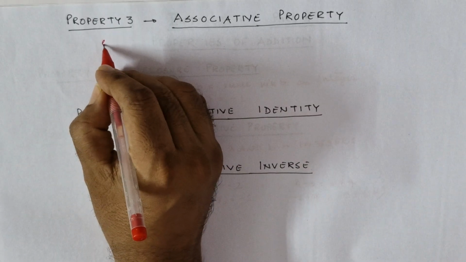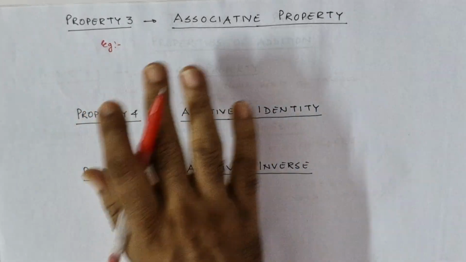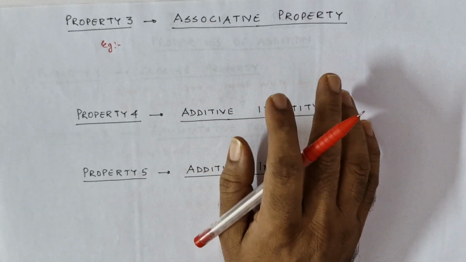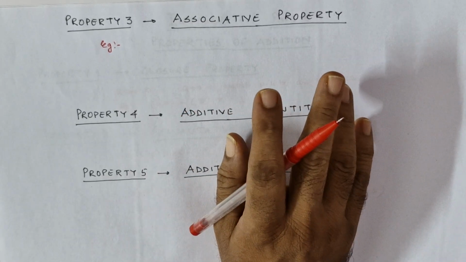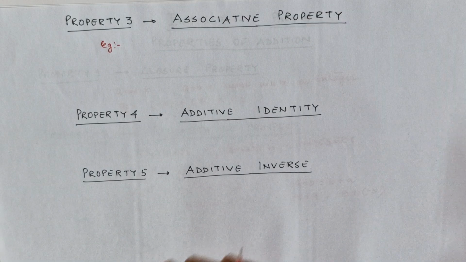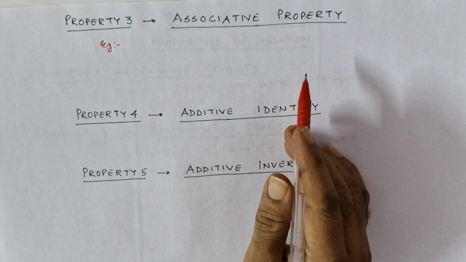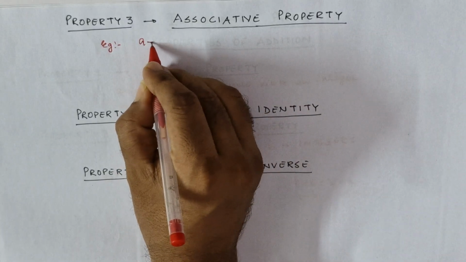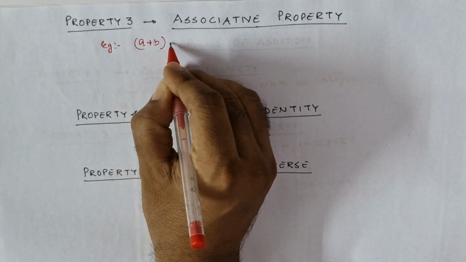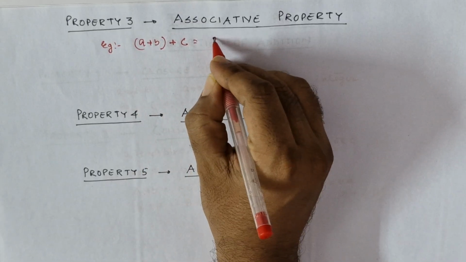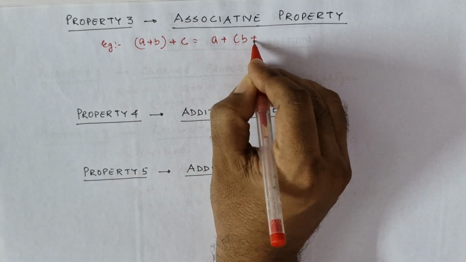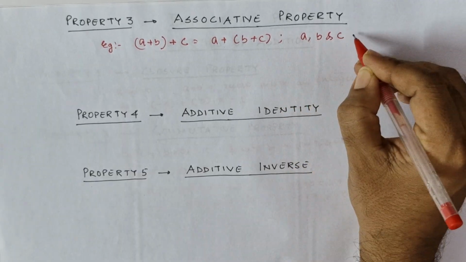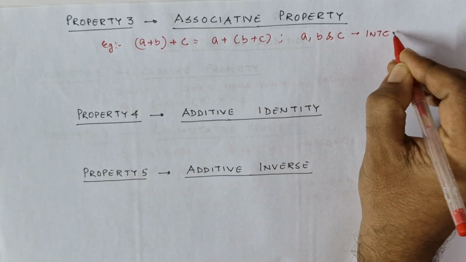For example, let's see the example. You have already gone through these properties in the whole number section also. If you haven't seen, my request is to go and check the whole number series where we have discussed the properties of addition of whole numbers. So let's come to the associative property. The example is A plus B, we group this, plus C is equal to A plus, we group this one, B plus C, where A, B and C are integers.